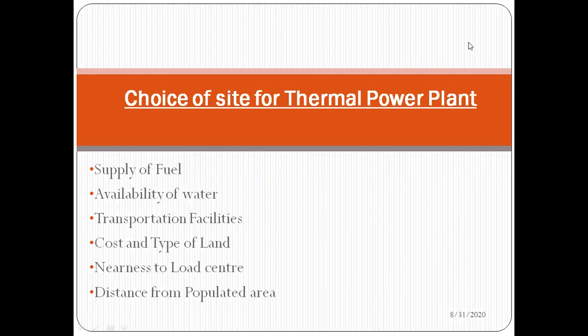And also, this is basically the disadvantage of the thermal power plant, that it can pollute the atmosphere, because by the combustion of coal it can generate a lot of flue gases. These flue gases will harm the environment. So that is why the thermal power plant can be placed at a distance from the populated area. So these are certain considerations in the choice of thermal power plant site flexibility.